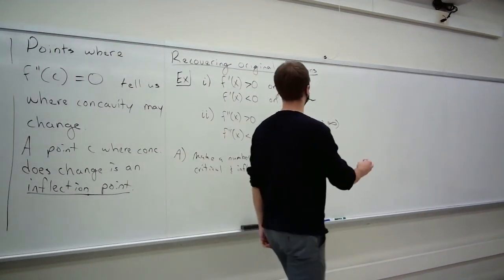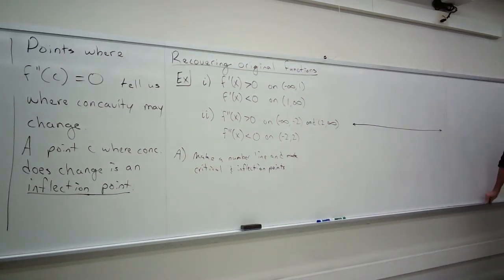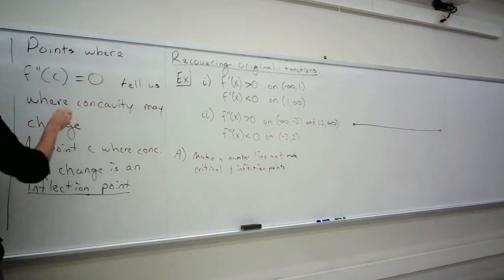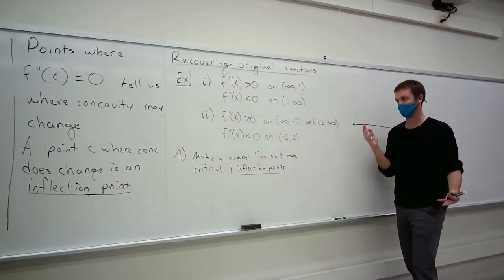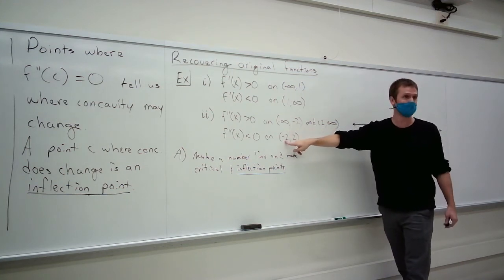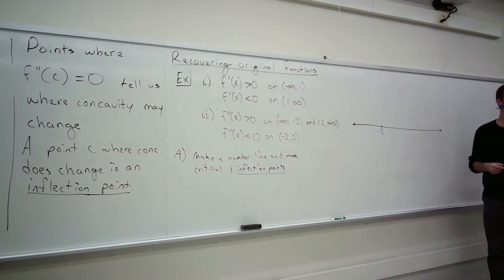So where are those in this problem? Someone tell me where a critical point probably is. That would be an inflection point. Where the second derivative is zero, we call that an inflection point. So negative 2 appears to be one, because it looks like the derivative is positive and then it becomes negative, to the left of negative 2 to the right of negative 2. Okay? So it looks like negative 2 is an inflection point. And it looks like 2 also is an inflection point.